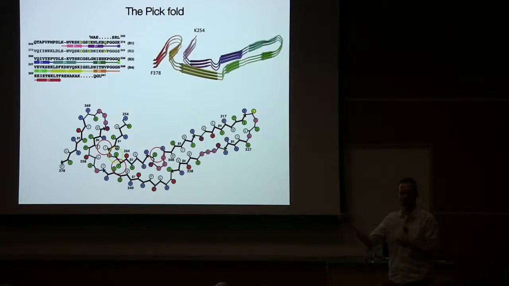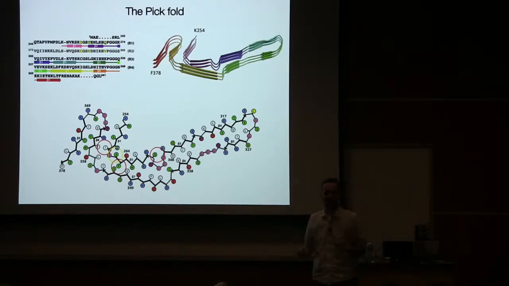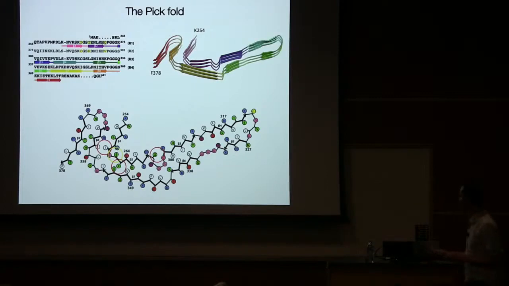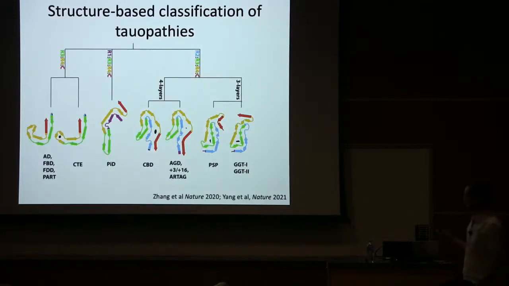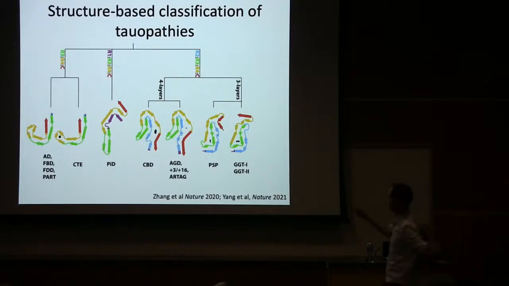But of course, overall, this structure looks disturbingly different from the AD and the CTE structures, right? It's a very elongated, what we call J-shaped protofilament, and all the interactions are very different. Between AD and CTE there was still some commonality, but that's all out of the window with Pick's disease. Since then, we've gone on and did structures of corticobasal degeneration, and then we kept doing new diseases, and last year we decided to do one big paper and put them all together, and that led to this structure-based classification of tauopathies.